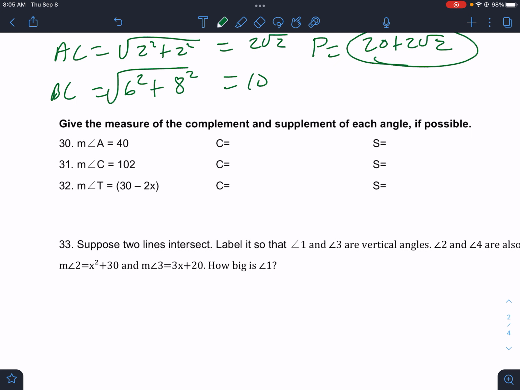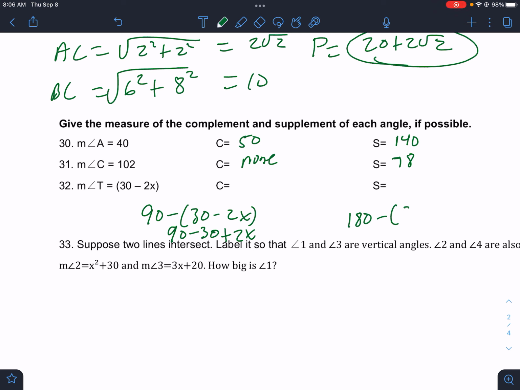If angle A is 40, the complement would be 50. 90 minus 40, 180 minus 40. Here, no complement. And this would be 78. On this one, 90 minus 30 minus 2x would be 90 minus 30 plus 2x. Over here, 180 minus 30 minus 2x would be 180 minus 30 plus 2x. So this would be 60 plus 2x. This would be 150 plus 2x.